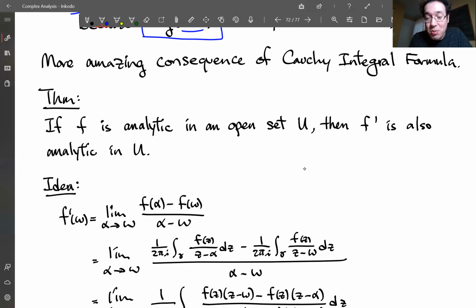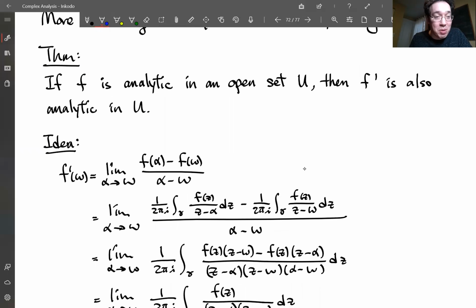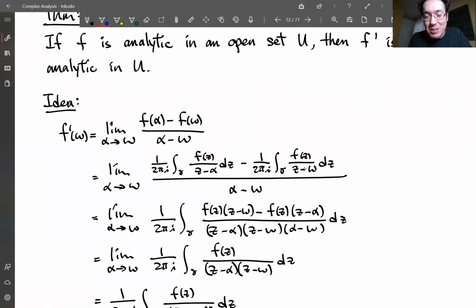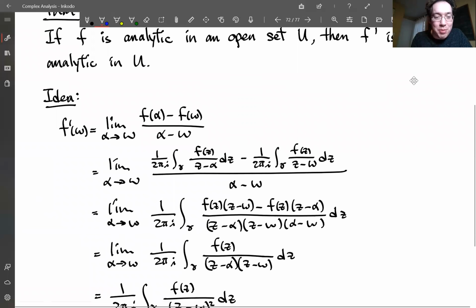It's certainly not true in the real function sense. Like you could have a function that's maybe twice differentiable, but not the third time. With complex functions, you just need one derivative, and you have derivatives forever. So let's see how we might prove something like this. It seems too good to be true, but here's how to prove it.